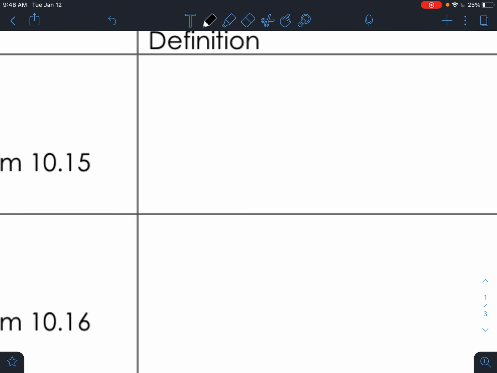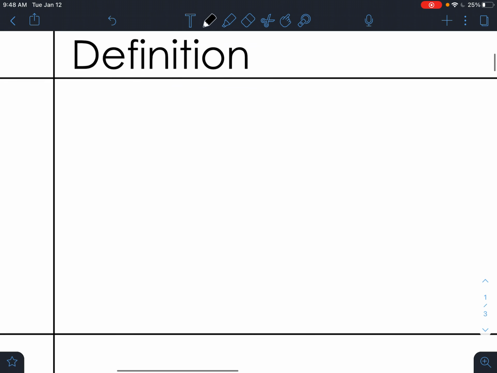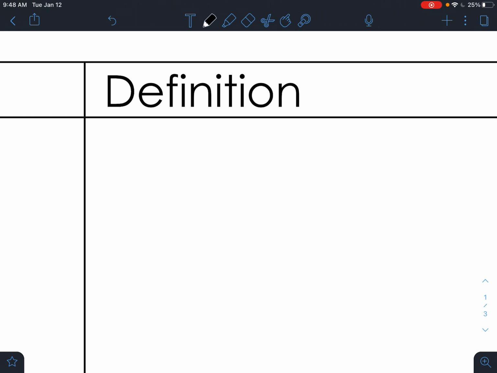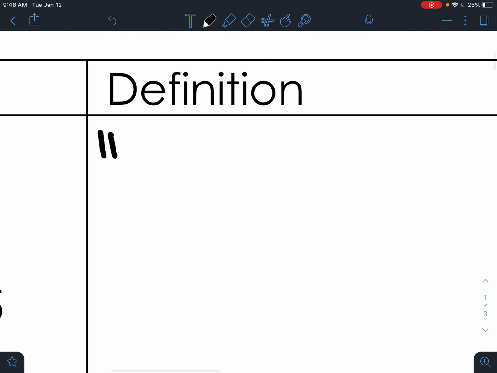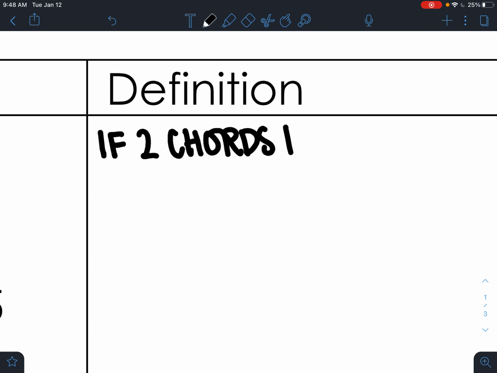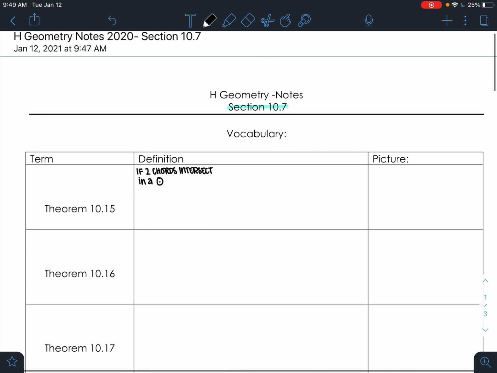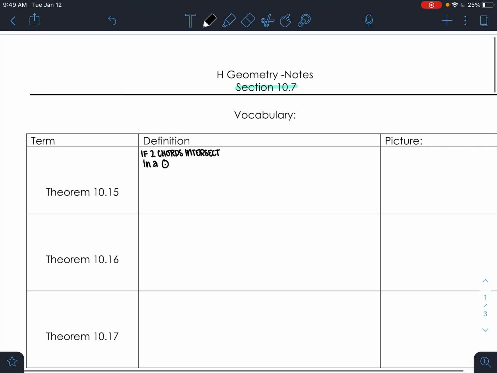So the first theorem is 10.15, and we're not going to write a formal definition for it. We're just going to write a quick intro, draw a picture, and then write a formula. It starts off with: if two chords intersect in a circle. We're going to draw the picture in this box, and then write a formula for it.